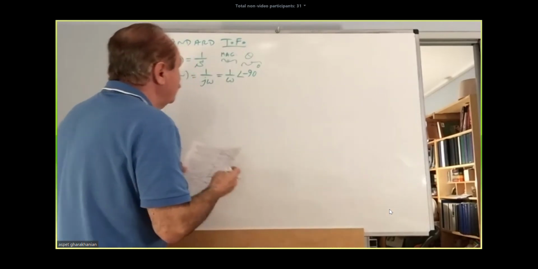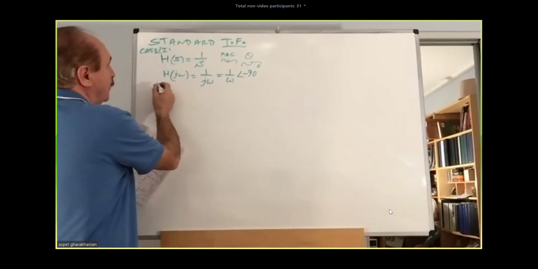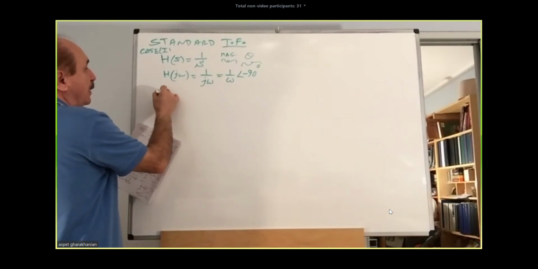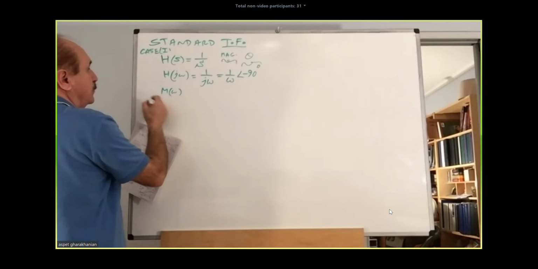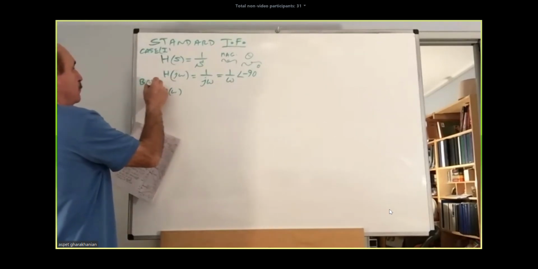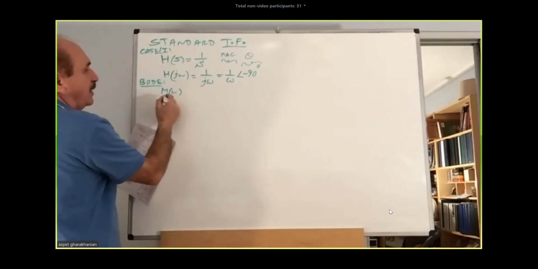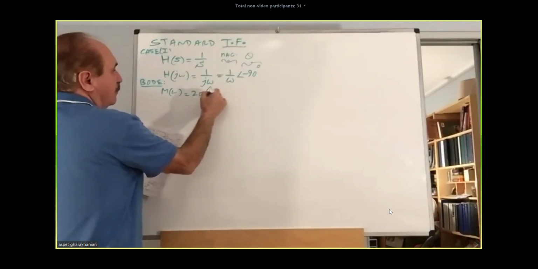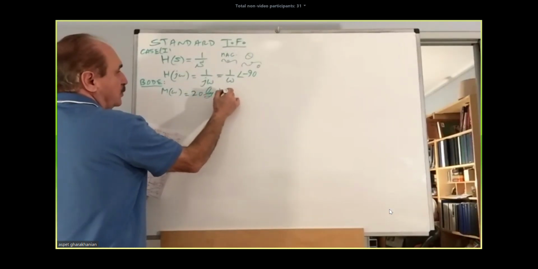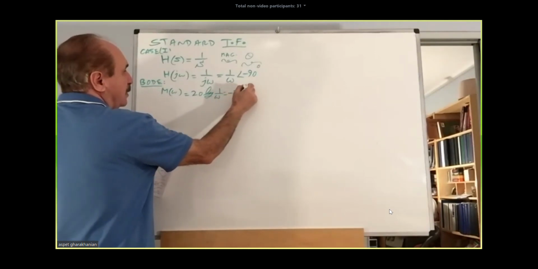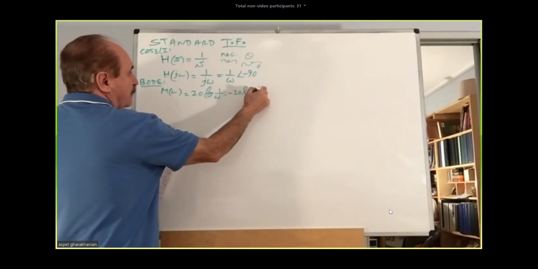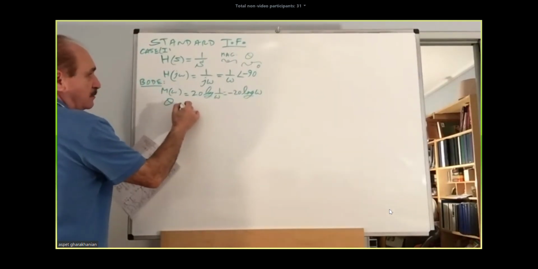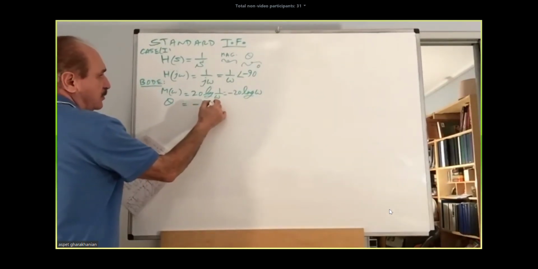Therefore, both will be equal to M of omega, which is 20 logarithm of 1 over omega, which is minus 20 logarithm of omega, where omega is the frequency. But the theta is straight 90 degrees.